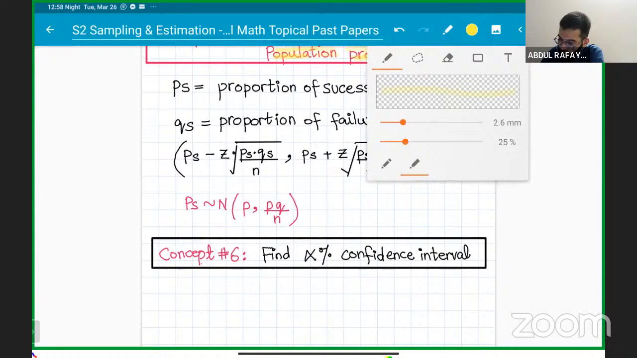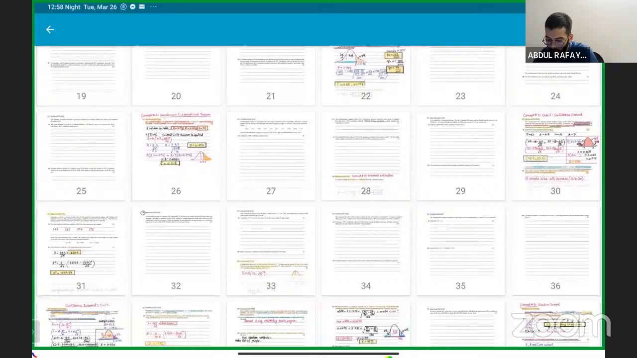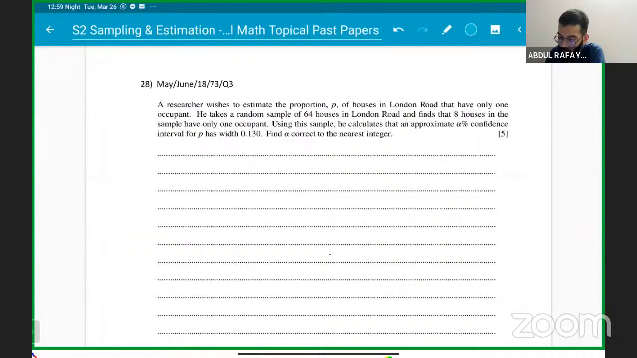This one is the last case, or rather not a case or a concept, it's a basic part, and it can come in any case or any concept as well. We have to find the percentage, that is the confidence interval percentage. So let's have a look at another question on confidence interval, this one with population proportion. Okay, here we go.